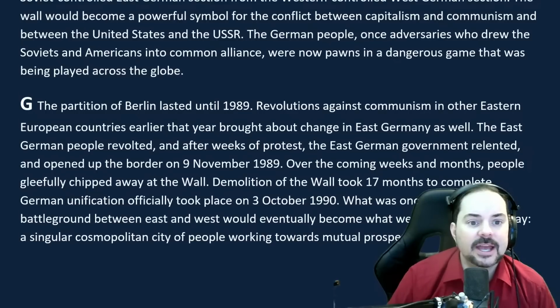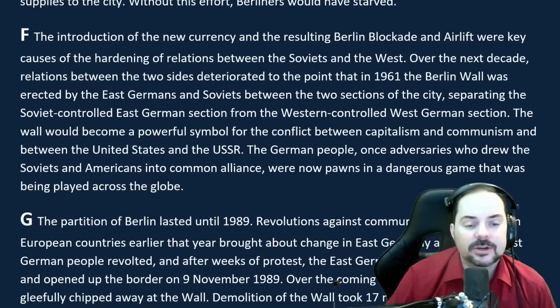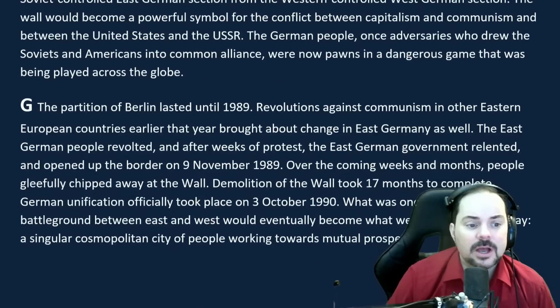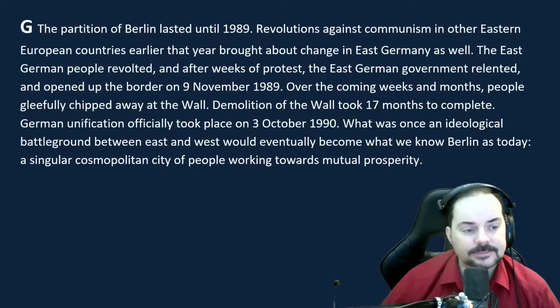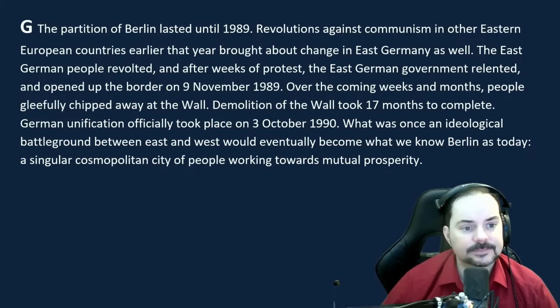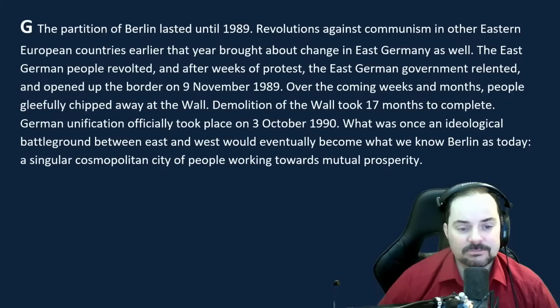So let's look at the end. In the real IELTS, ideally you'd be looking at F and G. Let's just jump right to G. Go ahead and read G for me. Paragraph G. Would you scroll a little bit? Okay, I can see it here. The partition of Berlin lasted until 1989. Revolution against communism in other Eastern European countries earlier that year brought about change in East Germany as well. The East German people revolted, and after weeks of protest, the East German government relented and opened up the border on 9 November 1989. Okay, let's stop there. So, G, you agree? It's a good one?